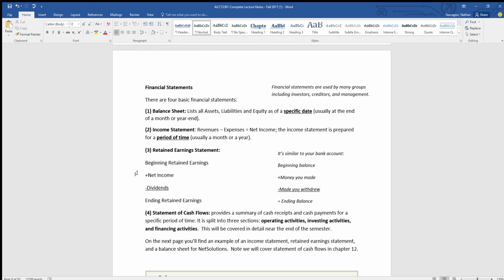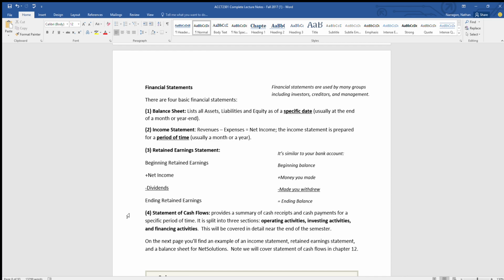So this is going to have this kind of formula. Beginning retained earnings plus net income minus any dividends that we gave to the owner will equal the ending retained earnings. Notice we have it right here. It is actually similar to your bank account. The beginning balance, whatever you had in your bank, plus any money that you made, deposits, minus anything you withdraw, will equal the ending balance. They basically mimic the same way. It's a good way to reference and know what happens in the retained earnings statement.